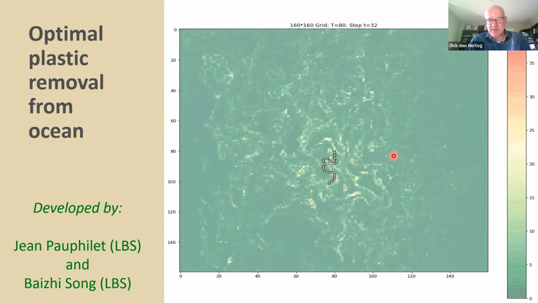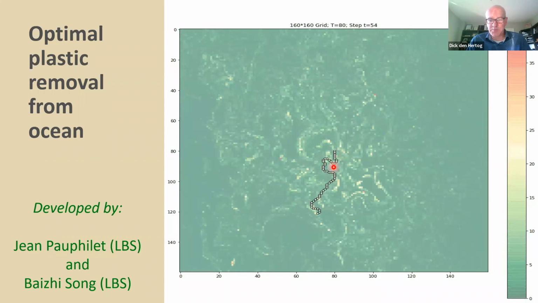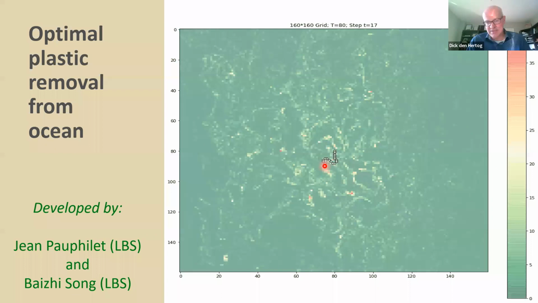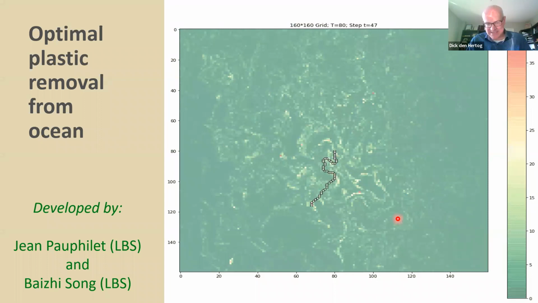We have to take into account high waves. If the waves are too high, it's not safe to be there. And here you see the optimal path. It goes on the light colors, so to say. Like the game Pac-Man, maybe you know that game, it tries to catch the most amount of plastic during a certain amount of time.